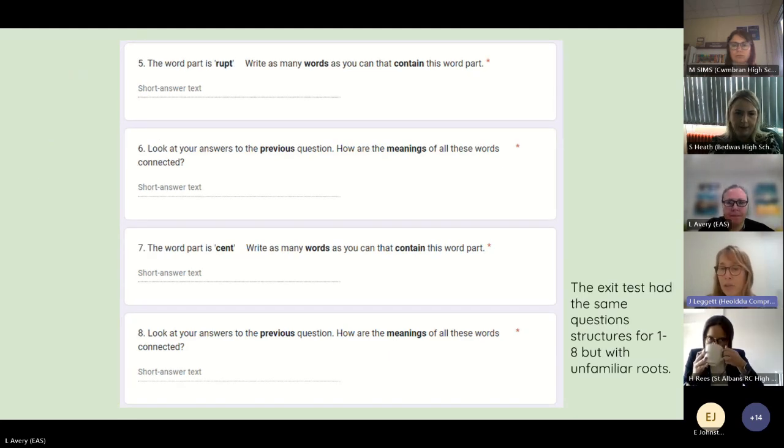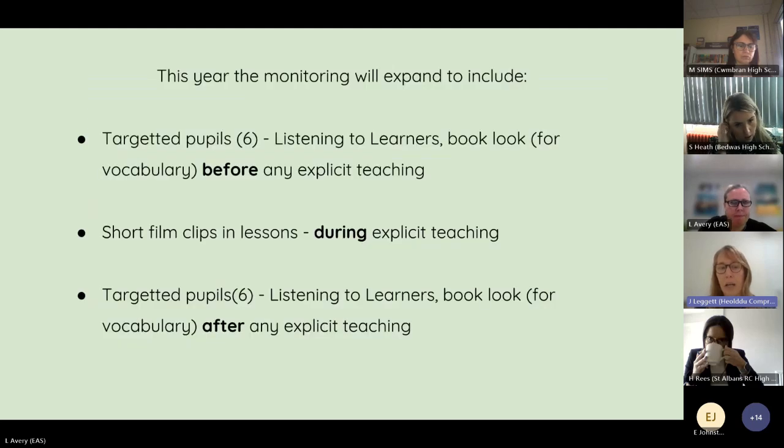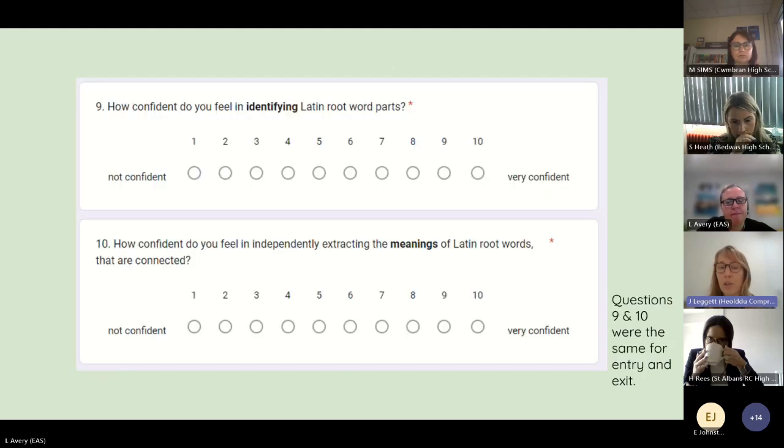So it was roots that weren't in the entry test, and they weren't in the teaching elements that I was doing, just to make sure I've got accurate data. And then at the end of the entry and the exit, they had the same ranking. So how confident did they feel identifying Latin root words and extracting the meanings of the Latin root words? So just a 1 to 10 scale to check for progress and how they were feeling about what they were doing.